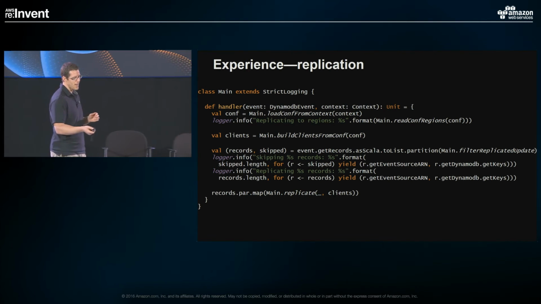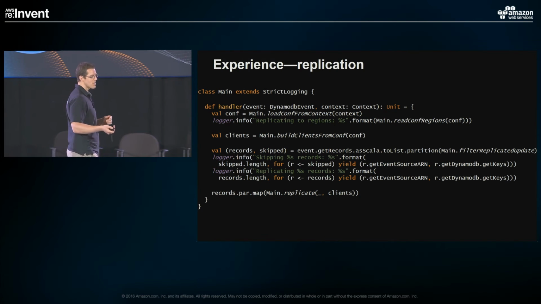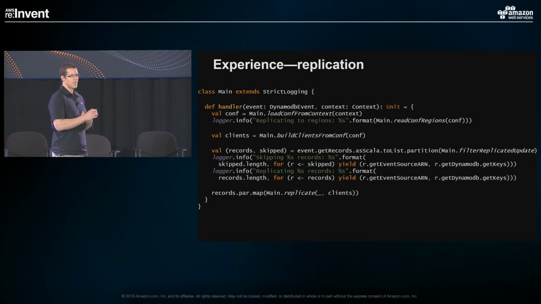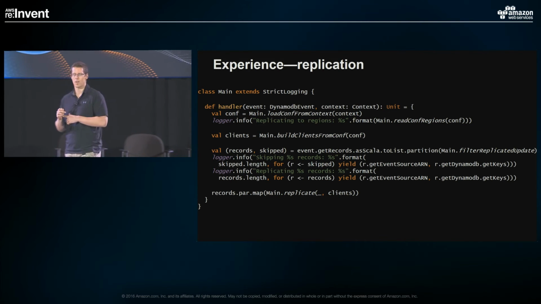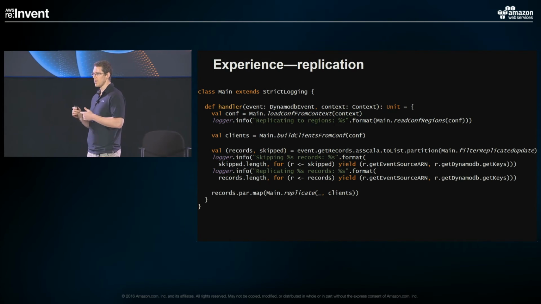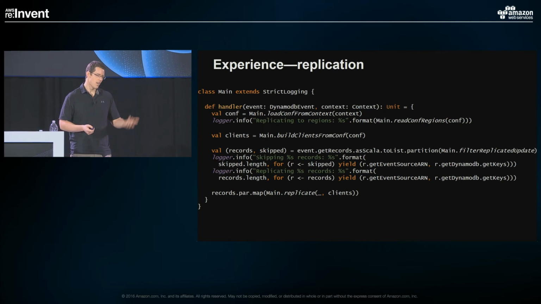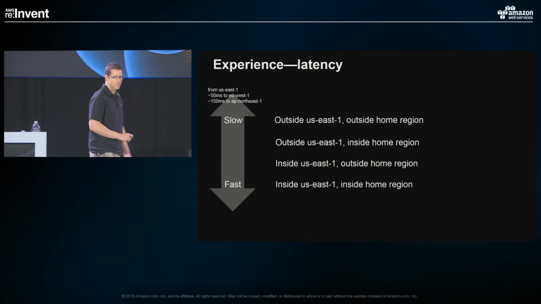Like the first line inside the handler, I mentioned this already. From the context, you can get the Lambda alias. And that's where we're using that alias to look up our runtime configuration. And that runtime configuration tells us, for example, which regions to replicate to. The rest of this is pretty straightforward. We filter the records so we don't necessarily replicate everything, and then we just do it.